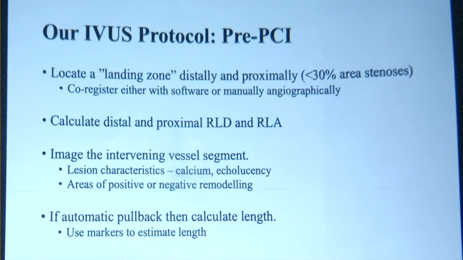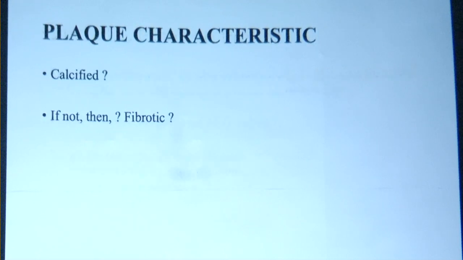This is what's going to give you an idea of your lesion characteristics: calcium, echolucency, remodeling, etc. And then if you have automatic pullback, you might get a length idea. Or if you don't have automatic pullback, you will have markers on your IVUS catheter, which will give you a length idea. So now you can pick your device precisely by using these numbers. You can choose the diameter and the length.